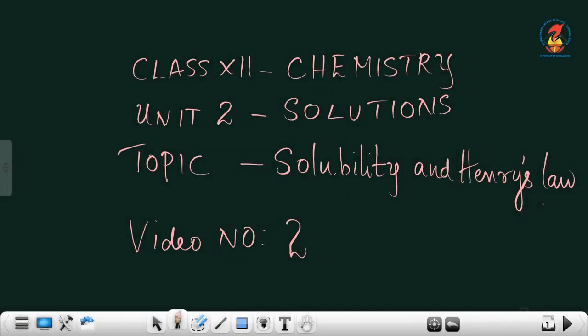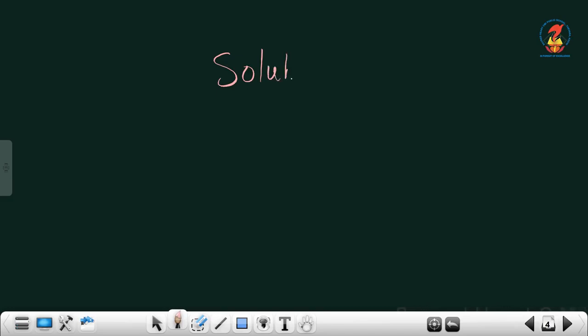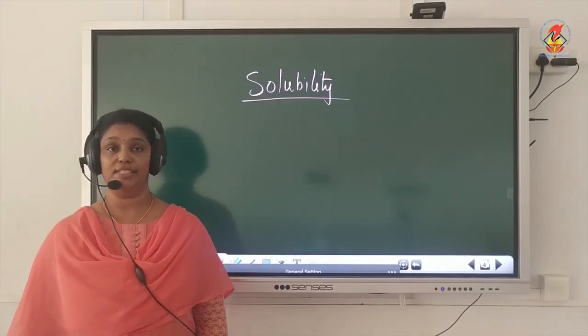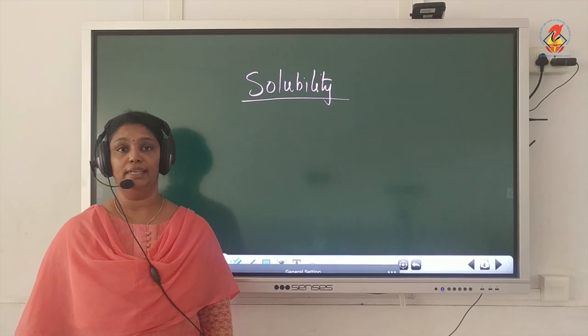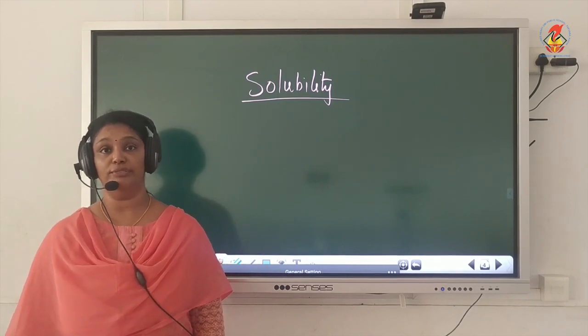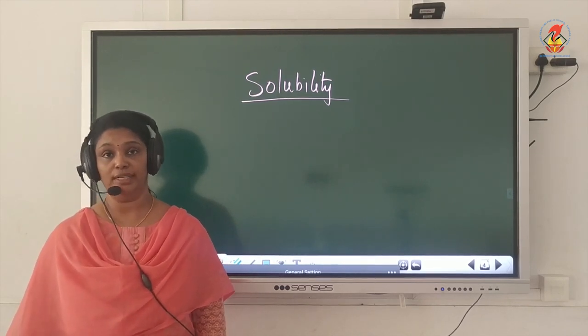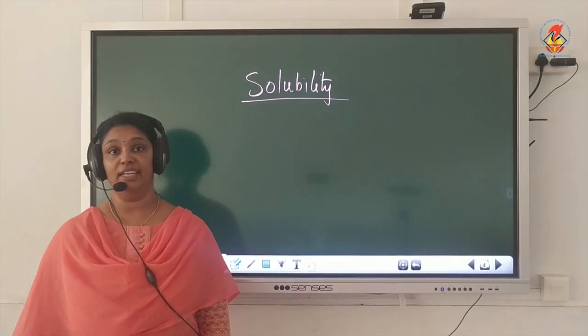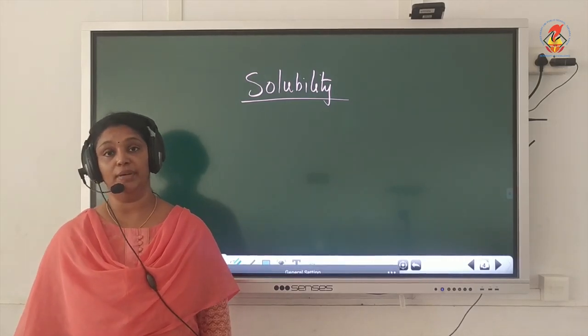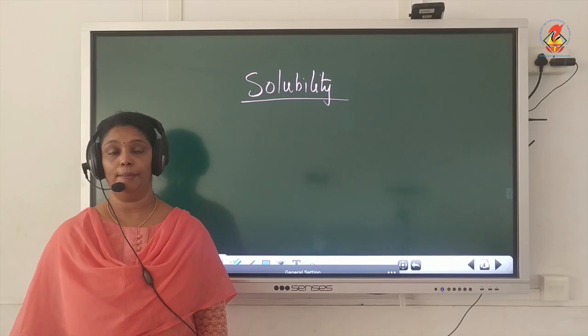Now today we are going to discuss solubility. What do you mean by solubility of a substance? Solubility is the maximum amount of substance, that is our solute, that can be dissolved in a given amount of solvent at a particular temperature.